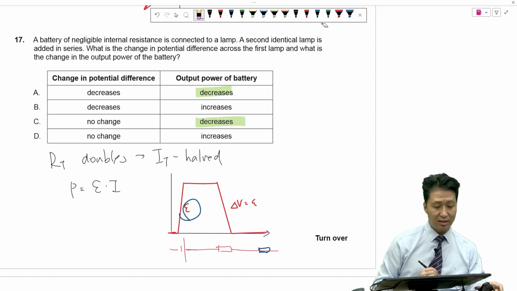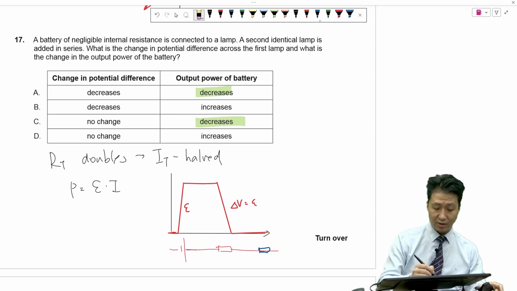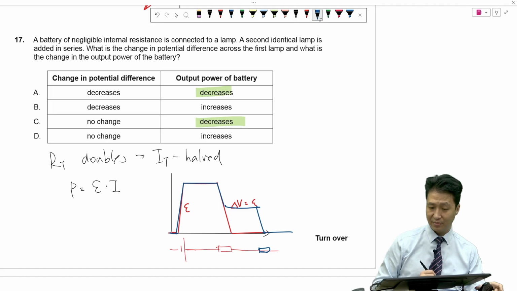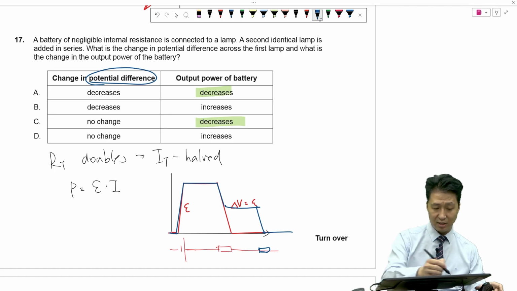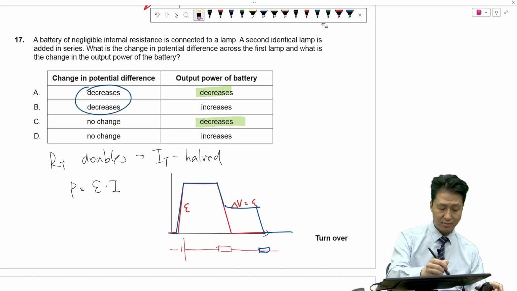Well, the total voltage is the same. So you start still at 0. The battery increases the voltage by the same amount. The only difference is now it drops half the voltage in the first lamp, and then the second half of the voltage is dropped in the second lamp. So the potential difference across the first lamp decreases. The answer is A.